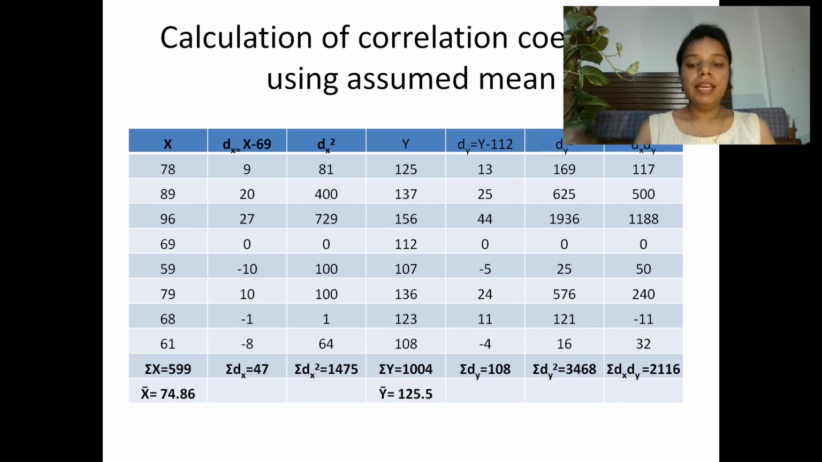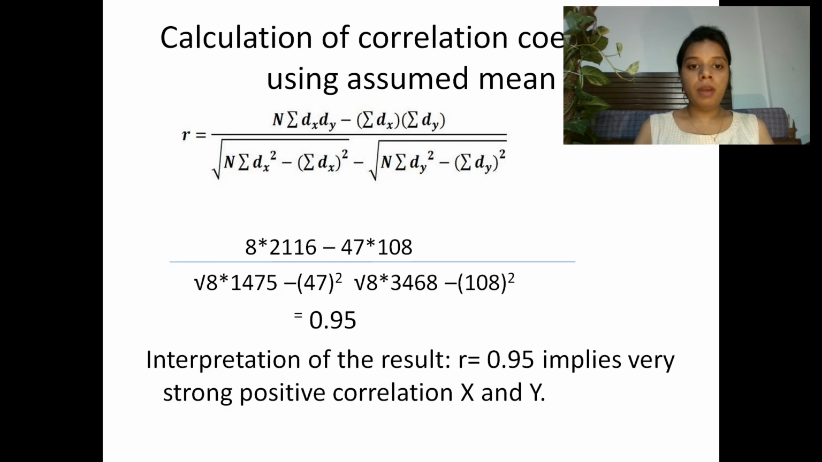So dx is denoted as the deviation from the assumed mean of x, and dy is the deviation from the assumed mean of variable y. After calculating all the parts of the formula, I put all the values in the formula and I get the result of 0.95. So I suggest you again interpret your result. This 0.95 shows a very strong relationship between x and y.